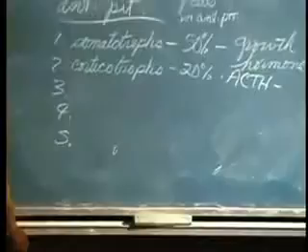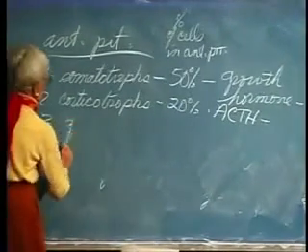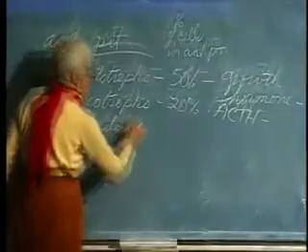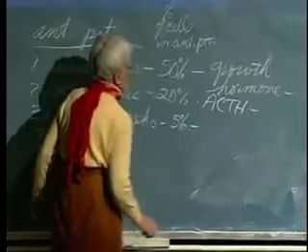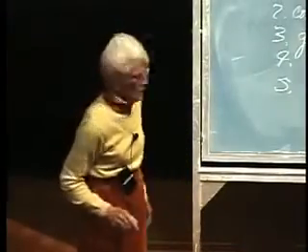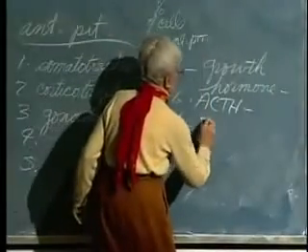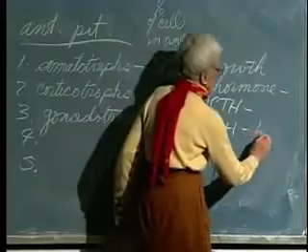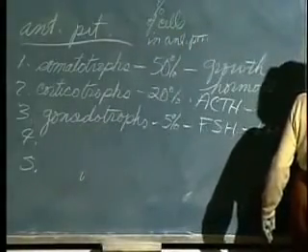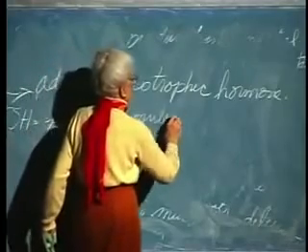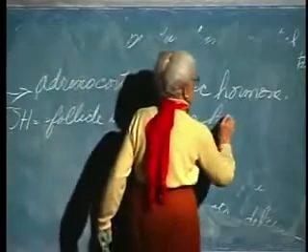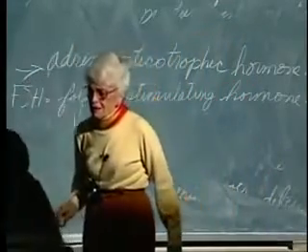Then we have gonadotrophs. And they account for about 5%. What will these gonadotrophs be? Follicle stimulating hormone and luteinizing hormone. Follicle stimulating hormone, FSH, and luteinizing hormone. FSH equals follicle stimulating hormone. So what's it going to be acting on? The follicles of the ovary, sure.